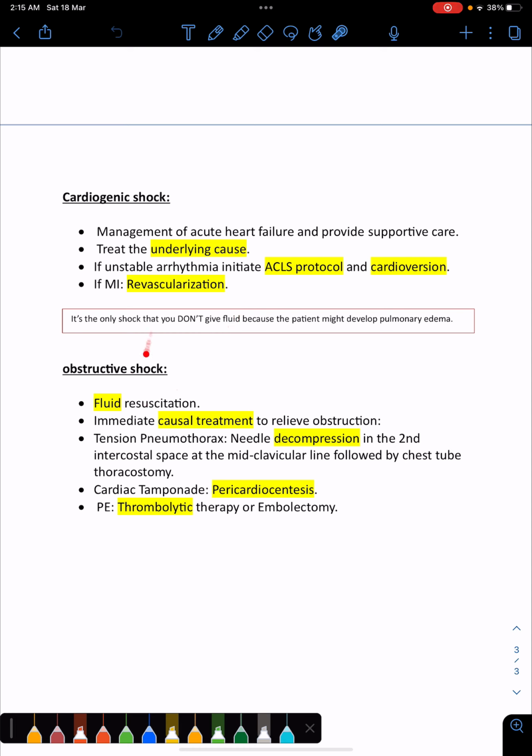Okay, so this is the cardiogenic shock, but be sure that this is the only shock in which we don't give fluid, because the patient may develop pulmonary edema, because the patient already has an overload of fluid, so we don't want to give him more fluid, as that will worsen the case. We're trying to stay far away from fluid and not give the patient fluid, to not increase the fluid on the heart and the lungs. So this is an important note that we have to remember.